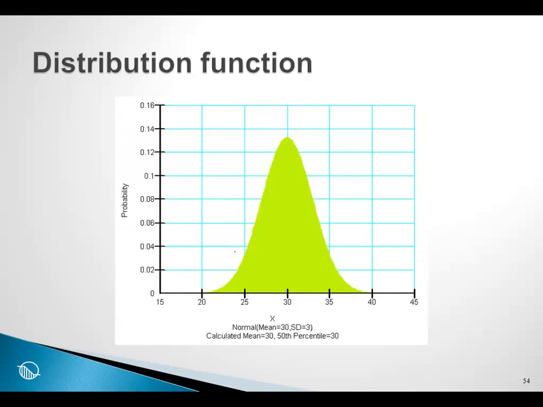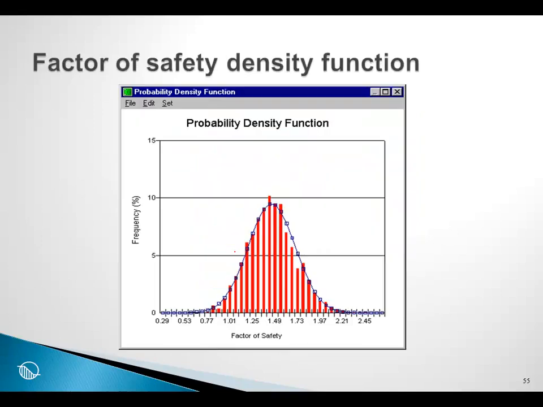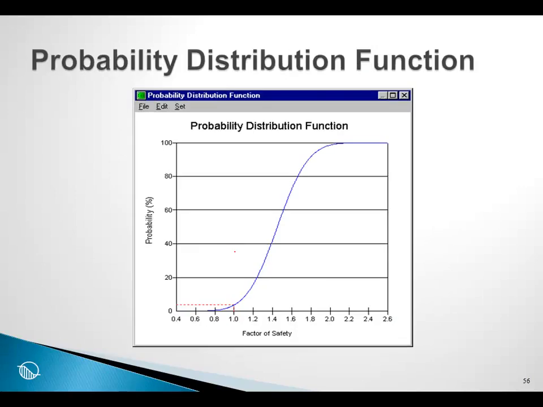So here is a normal distribution function, and in the end what we get is a probability density function of the factor of safety, and finally we get a graph like this that gives us the probability of failure. When the factor of safety is 1, what is the probability of failure?